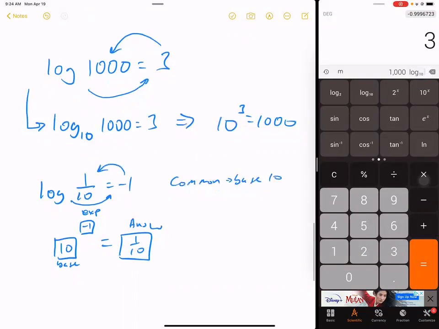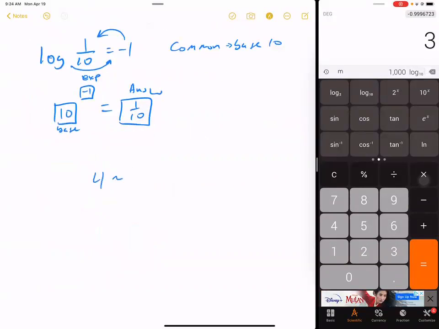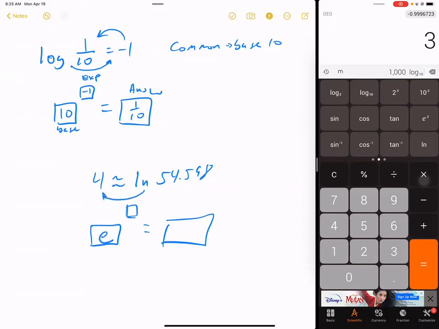What if I give you a natural log problem? What if I say 4 is approximately natural log of 54.598? How would I write this as an exponential? This just looks confusing, but it's actually not. Why is it not? Because you're overthinking it. Because what type of base does natural log use? Natural log uses base e, so I'm going to write e here. What's the exponent? Circle of logs. Logs always solve for exponents, so that exponent has to be a 4. And the answer is actually inside the log.